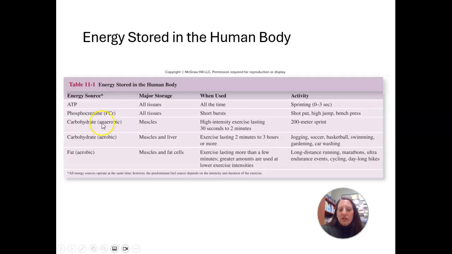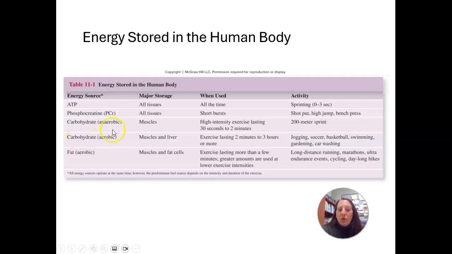Your body will then turn to carbohydrates. So you can use carbohydrates anaerobically. Okay, you have carbohydrates stored in your muscles that can be used for anaerobic respiration. When is this going to be used? High intensity exercises lasting 30 seconds to 2 minutes. So anaerobic respiration can occur for, again, not a large window of time. So when would you use this? Short sprints, like the 200-meter sprint if you're a track runner.